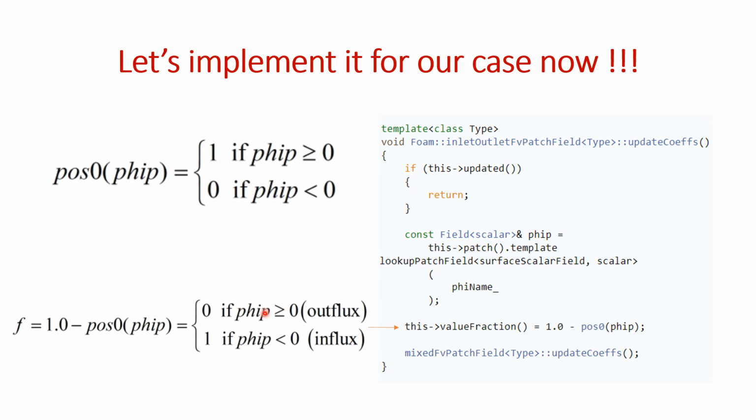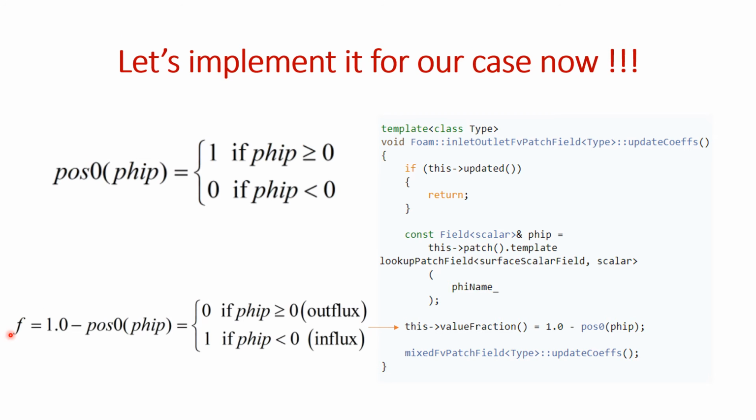Now when is phi p greater than or equal to 0? It means it is moving out. Outflux is there at that time. And when phi p is less than 0, it is moving inside. Phi p is nothing but phi, the mass flux or the volumetric flux. If the surface area normal and the flux direction are different, then phi p is going to be less than 0, negative. It means something is moving inside the domain. And this is how the value fraction changes if there is an outflux or influx.